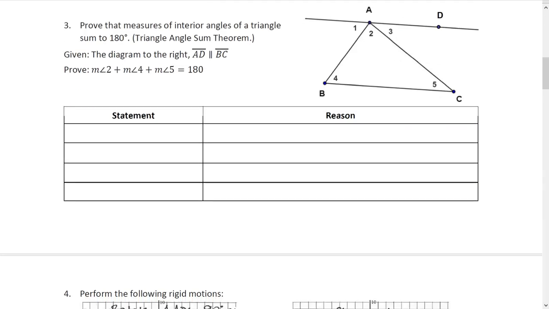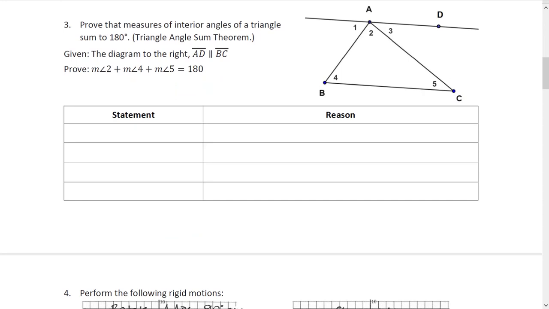Okay, number 3 is to prove that the measures of interior angles of a triangle sum to 180. This is the triangle angle sum theorem. Now let me remind you, I am proving the triangle angle sum theorem. You cannot use that theorem for any of your reasons. Okay, it's circular reasoning to use the thing you're proving in its own proof. So don't do it.